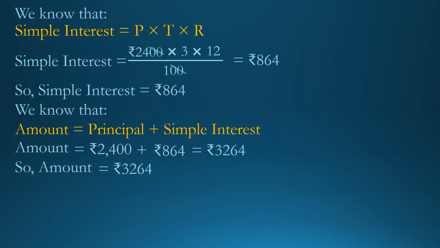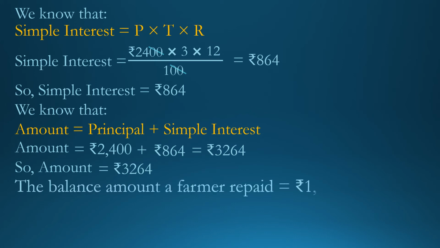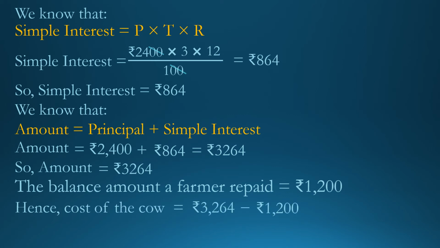See, a farmer borrowed rupees 2,400 and has to return rupees 3,264. But the balance amount available with the farmer is rupees 1,200. So at the end of 3 years, the farmer has to repay rupees 1,200 and a cow for the balance amount. Hence, the cost of the cow is rupees 3,264 minus rupees 1,200. Do the subtraction. We get rupees 2064. So the cost of cow is rupees 2064.